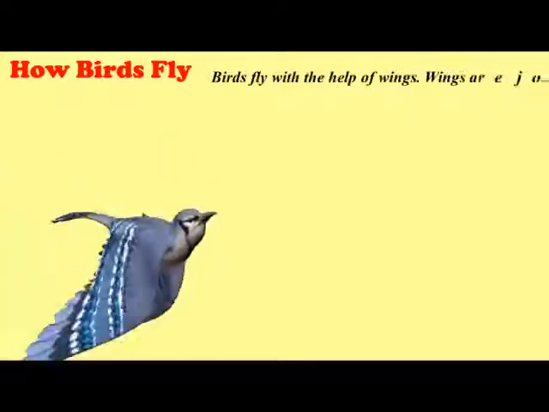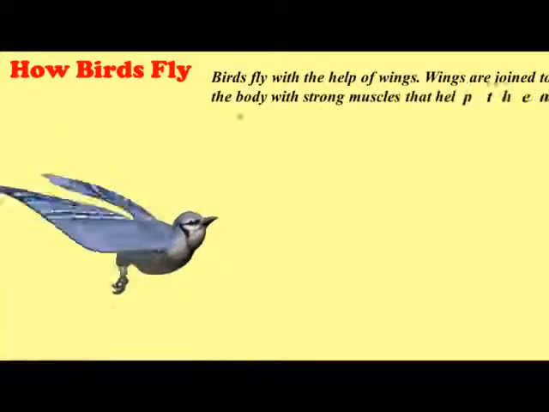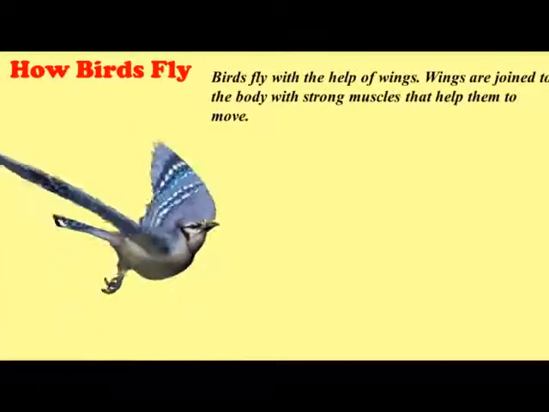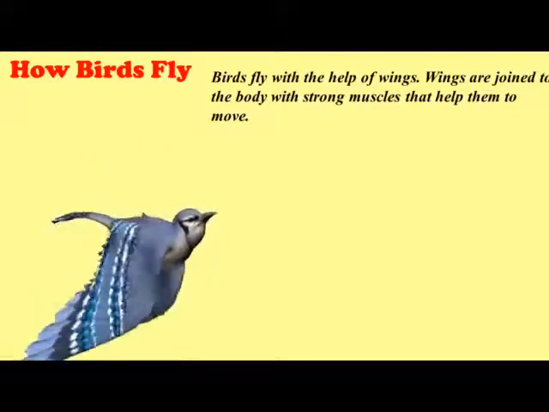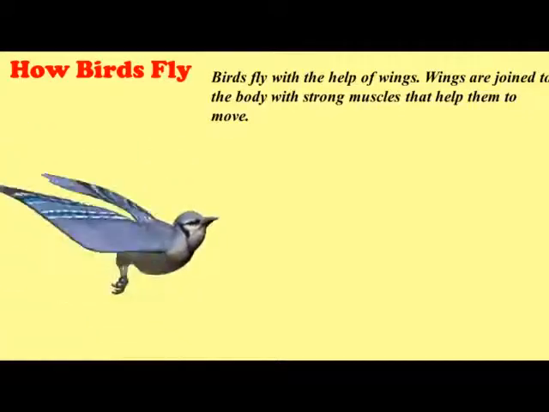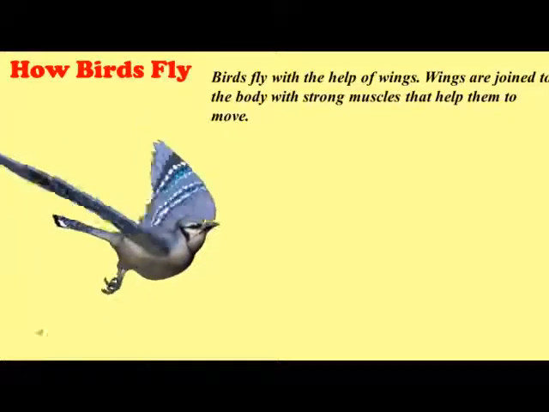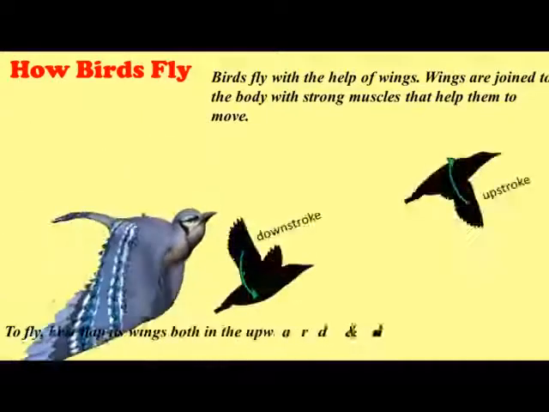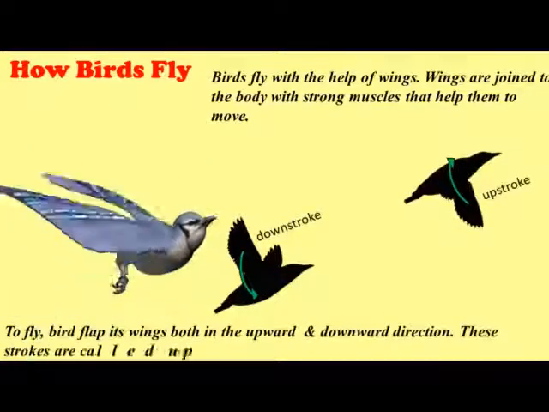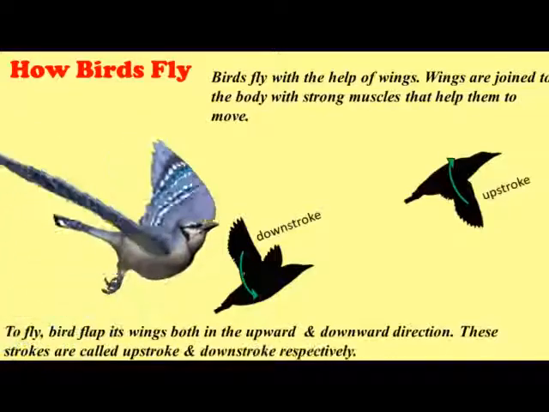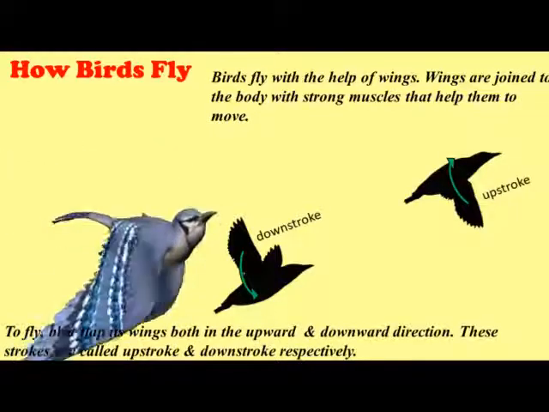How birds fly? Birds fly with the help of wings. Wings are joined to the body with strong muscles that help them to move. These muscles help the bird to move its wings. To fly, birds flap their wings both in the upward and downward direction. These strokes are called upstroke and downstroke respectively.